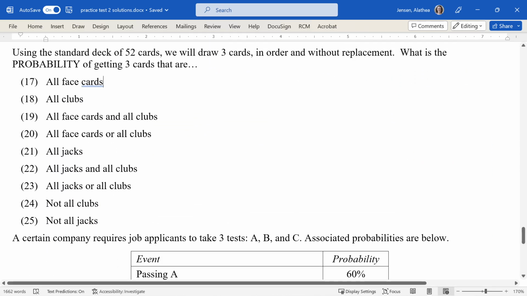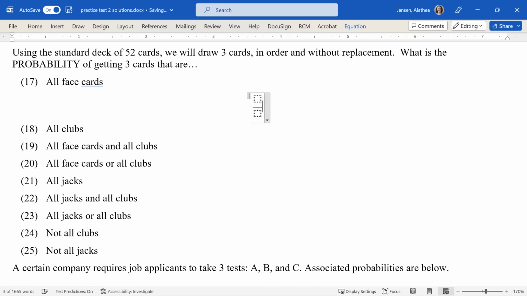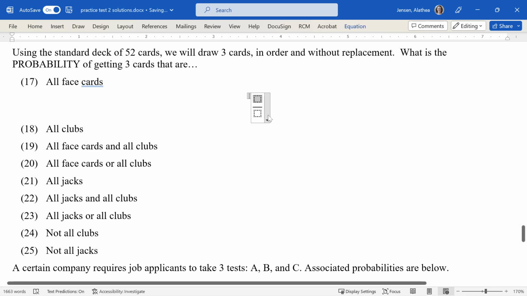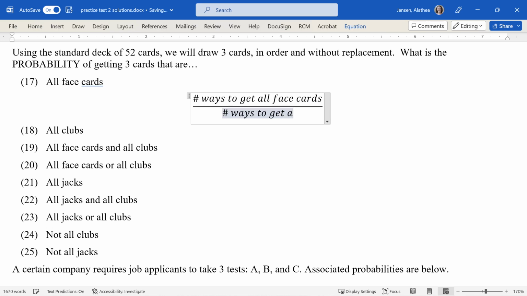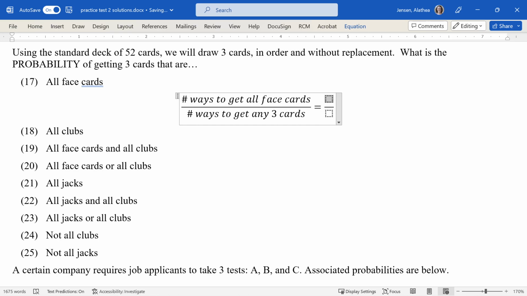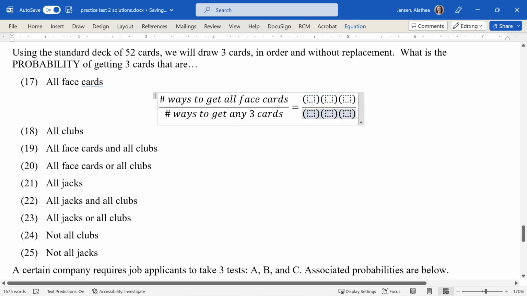And since we're doing probabilities, each of these is going to be a little fraction. Okay, so on the top, what I want is the number of ways to get all face cards. And then on the bottom, the number of ways to get any 3 cards. Okay, so for the fundamental principle of counting, I'm drawing 3 cards, so I'm going to need 3 numbers. And these numbers are going to be the number of ways to get the first card, the second card, the third card, and then the same down here, first card, second card, third card.